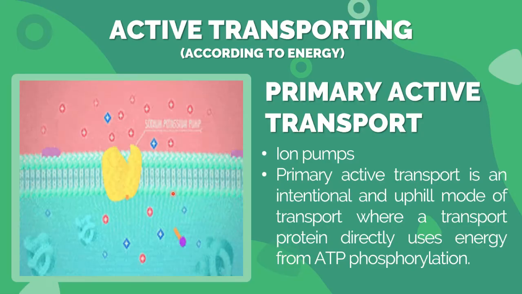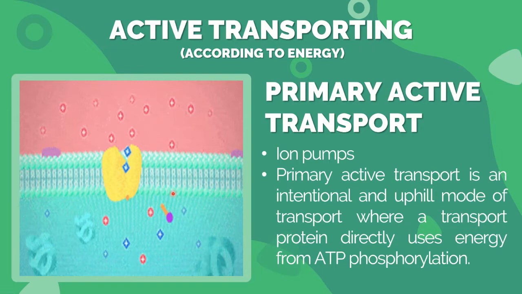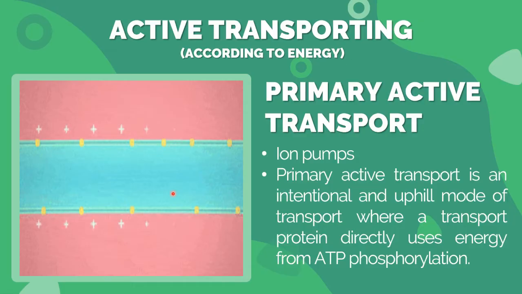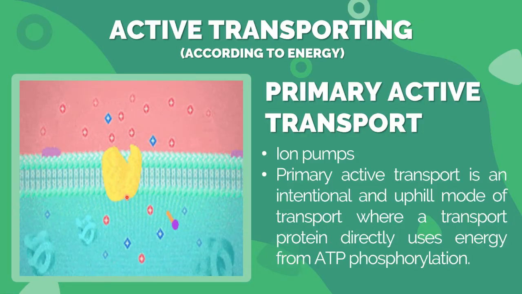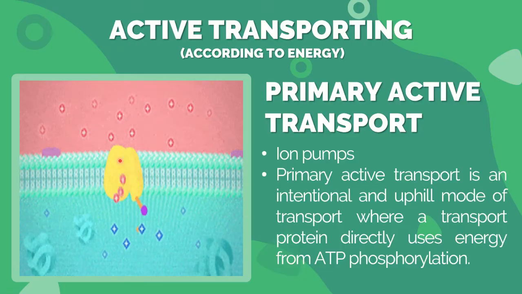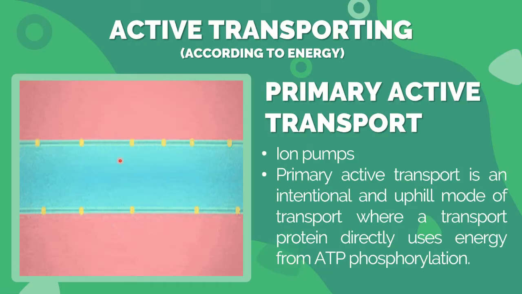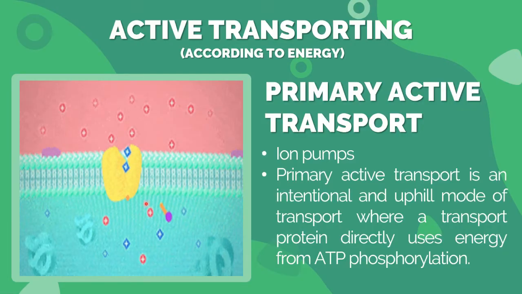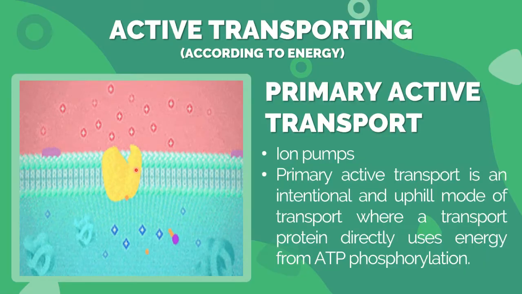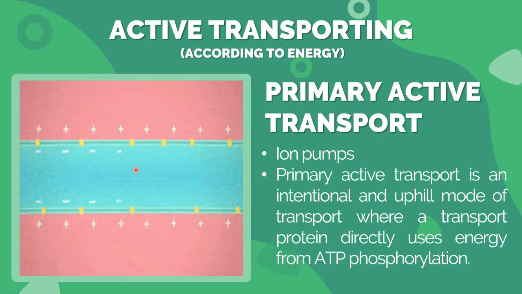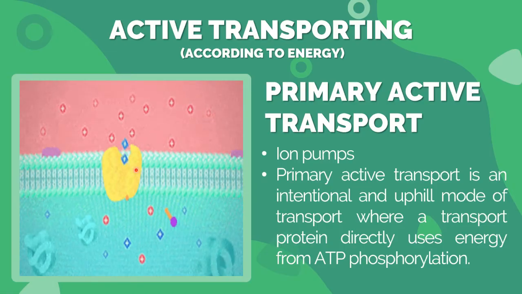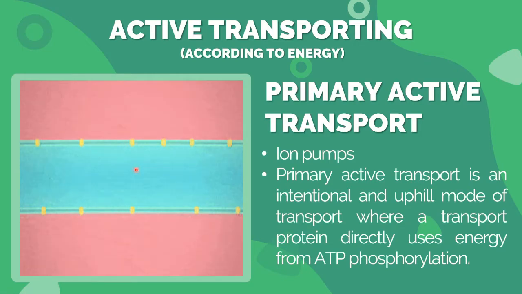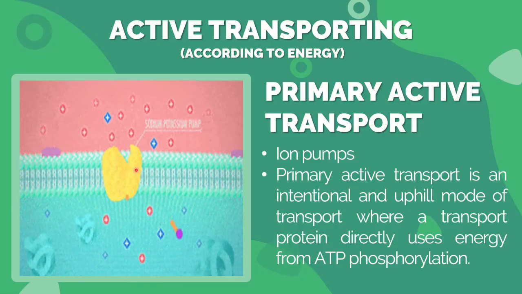Kapag nag-iba po yung shape ng ion pump, i-attach po ng sodium yung kanyang sarili doon. Ano po ngayon ang mangyayari? Kapag na-attach na ng sodium ang kanyang sarili sa ion pump, bubukas po ang ion pump, on which lalabas naman po ang sodium. Now, ano ngayon ang mangyayari after nun? Kung mapapansin nyo po, nandun pa rin yung phosphate. Soon matatanggal din po yan. Bago siya matanggal, meron po namang mag-a-attach sa ion pumps, yung potassium.